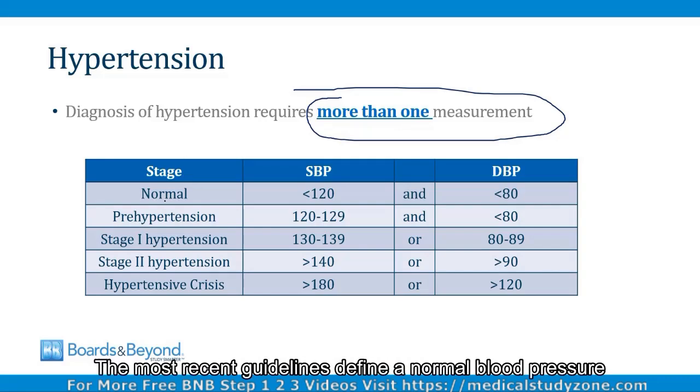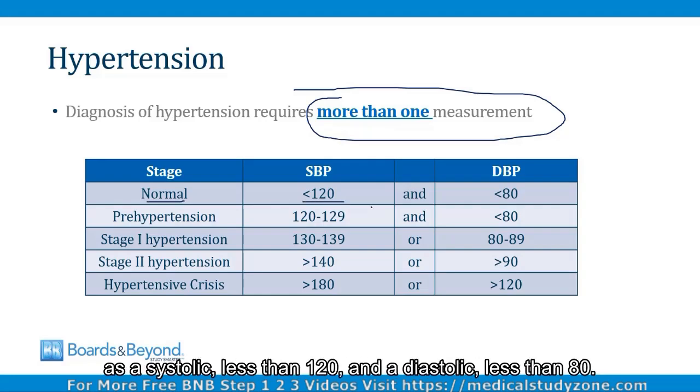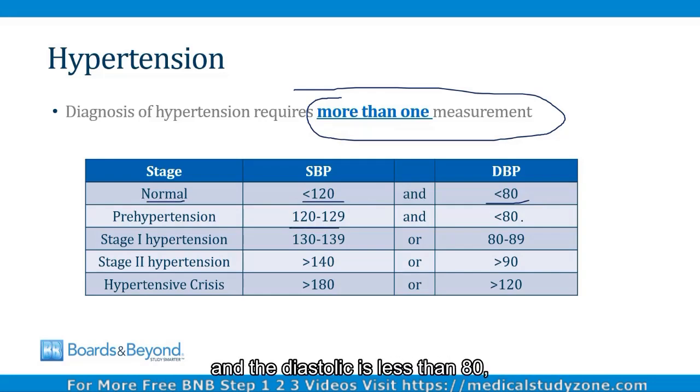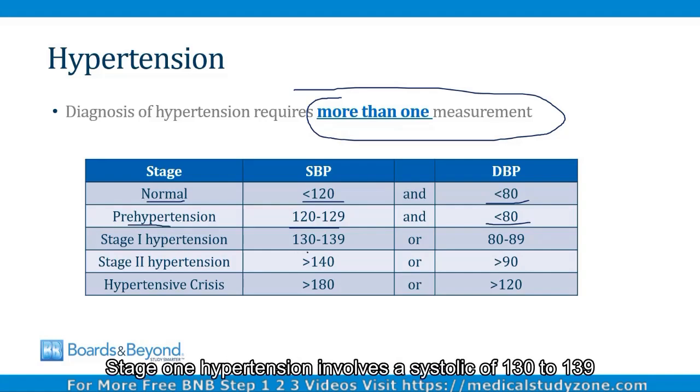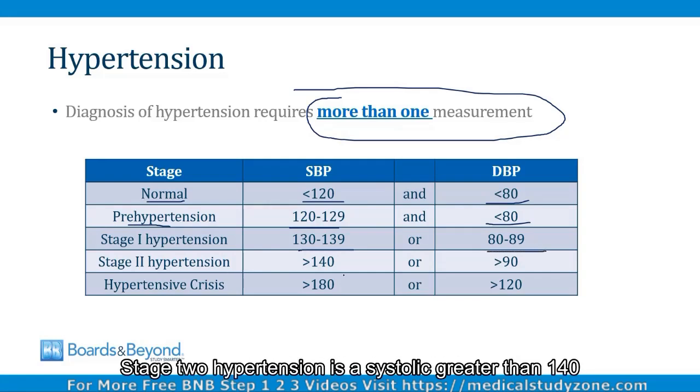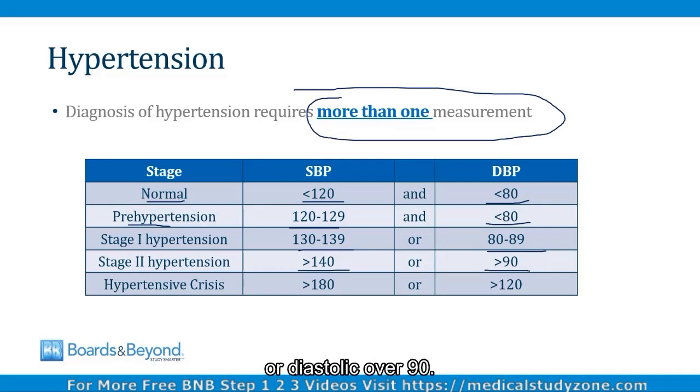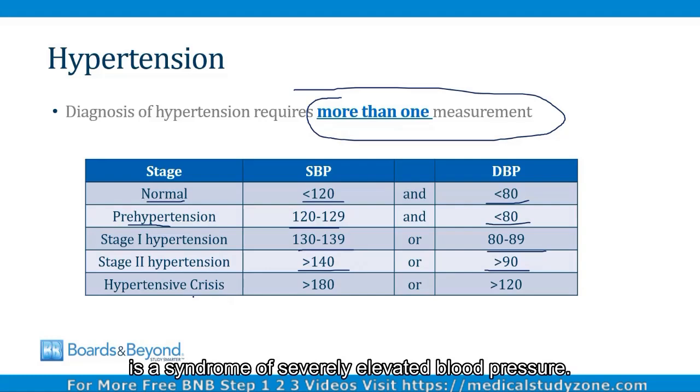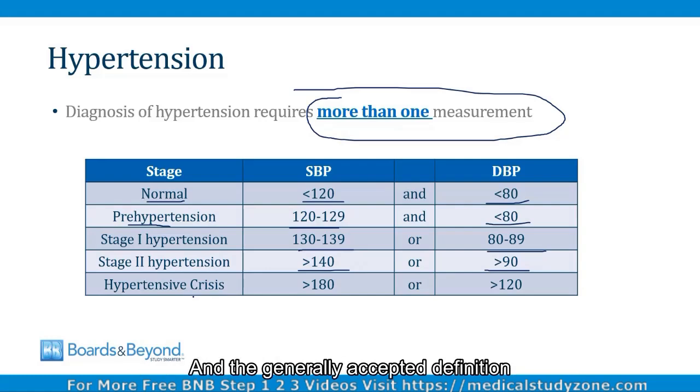The most recent guidelines define a normal blood pressure as a systolic less than 120 and a diastolic less than 80. If the systolic is 120 to 129 and the diastolic is less than 80, that's called pre-hypertension. Stage 1 hypertension involves a systolic of 130 to 139 or a diastolic of 80 to 89. Stage 2 hypertension is a systolic greater than 140 or a diastolic over 90. And then finally, hypertensive crisis, which we'll talk about later in this video, is a syndrome of severely elevated blood pressure, and the generally accepted definition for hypertensive crisis is a systolic over 180 or a diastolic over 120.